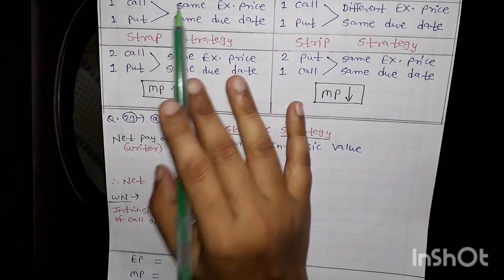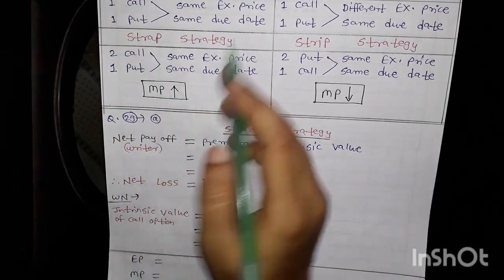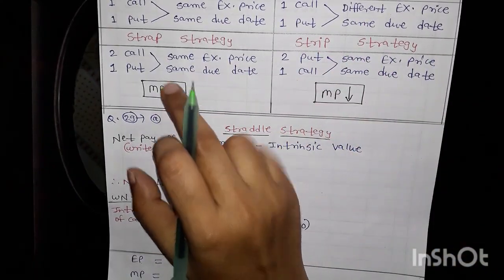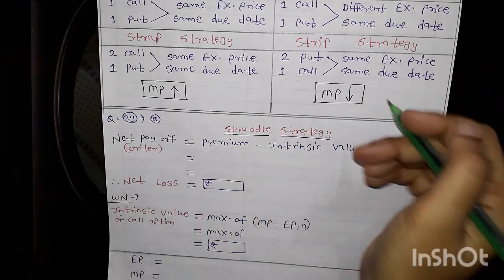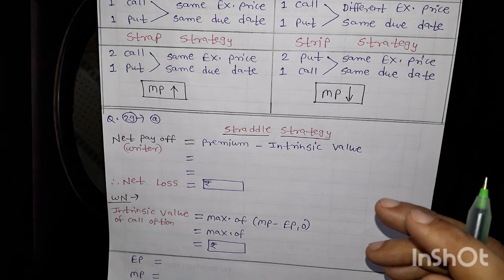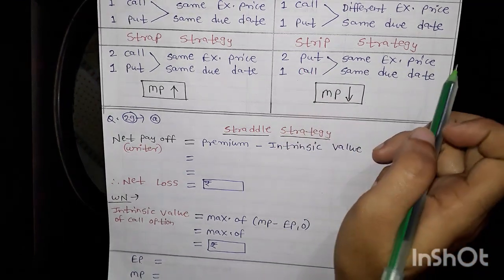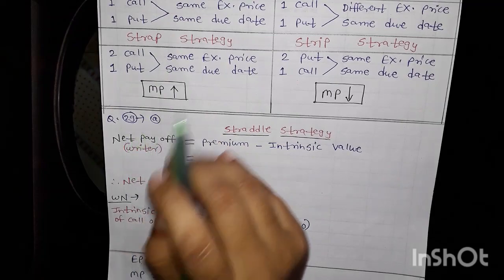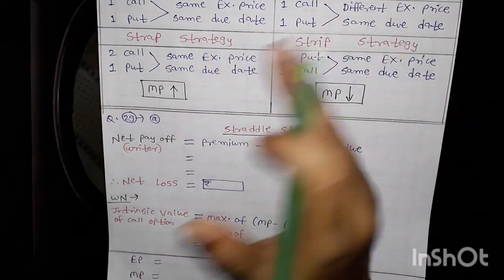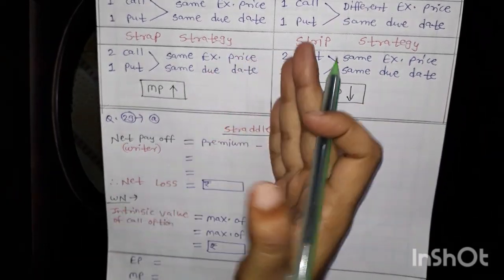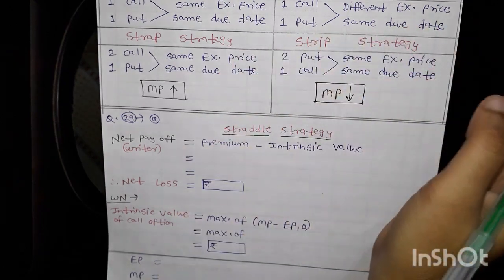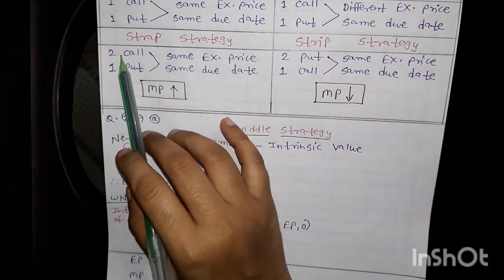So strap. Whenever the market price is increasing, at that time normally the strap strategy is used, and when the market price is decreasing, it means we are forecasting that the market price will be lower. At that time the strip strategy will be used. If the market price is increasing day by day, at that time normally we prefer call options, because in the market the price will be more after some period. So that's why we will use the call option more.